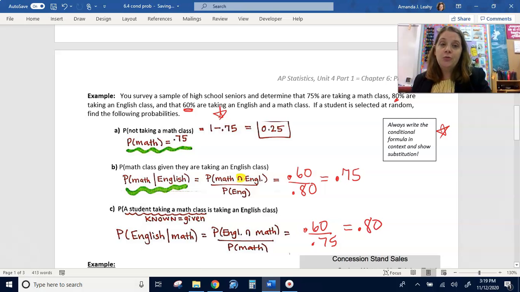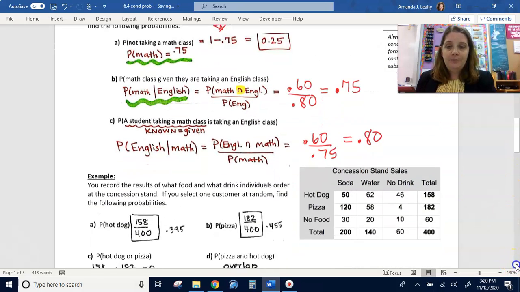Okay, so notice that the direction does matter. Okay, the order matters in this. The thing that's given is your reduced sample space. Okay, all right, so let's take a little frequency table here.